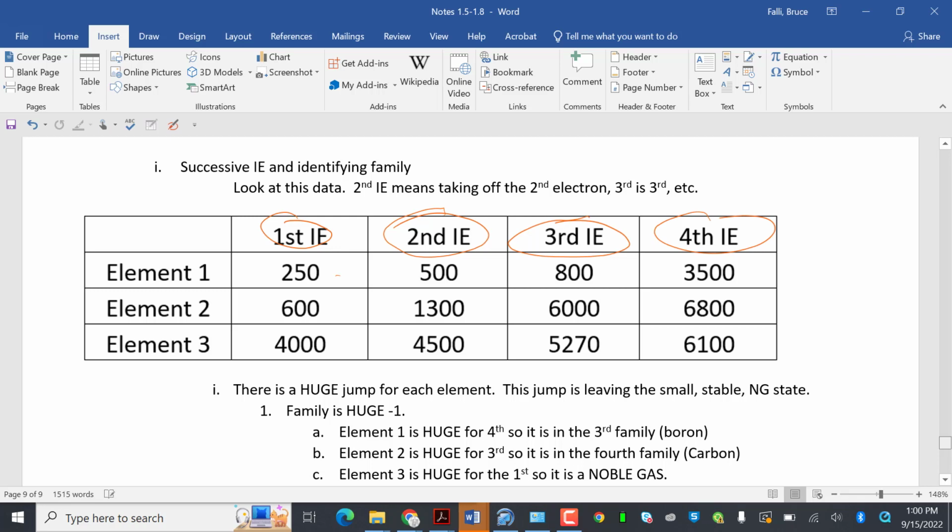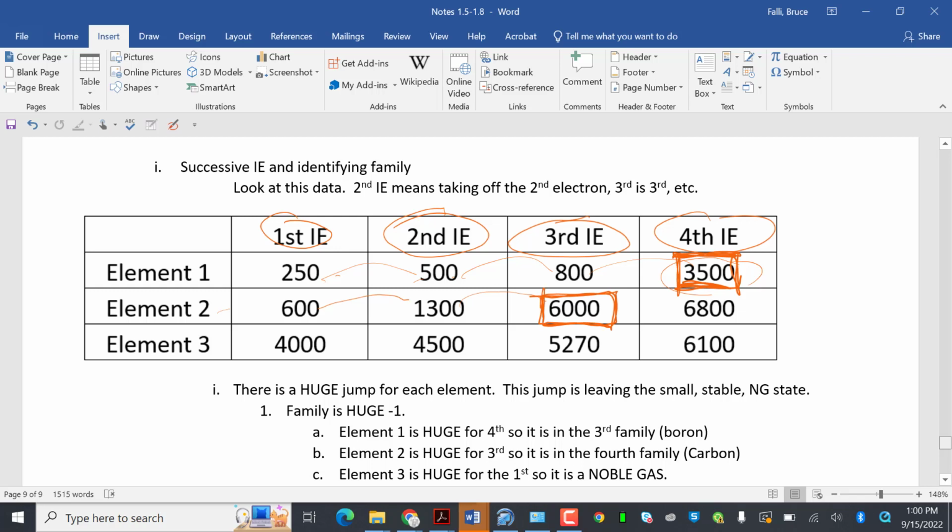So I go 250, 500, 800. Notice that's pretty consistent. And then 3,500, oh my goodness. So the change here is 250, change here is 300, change here is 2,700. So almost 10 times more. So this one is huge. Or as my dad would say, huge. Element 2, this is about 600. This is about 700. This is, oh my goodness gracious, that changed about 5,000. See how that's huge compared to the other ones.